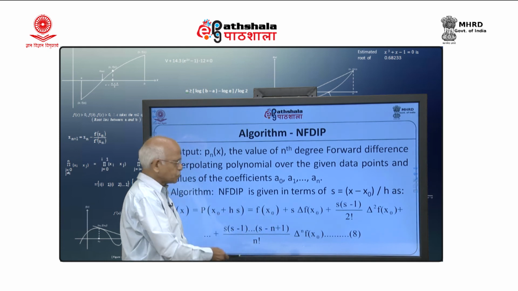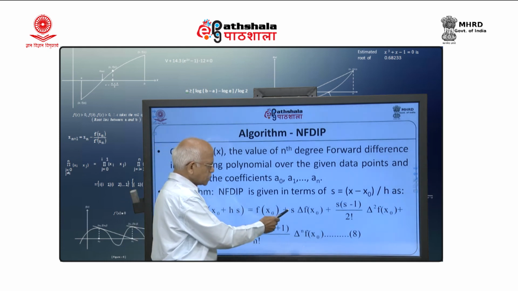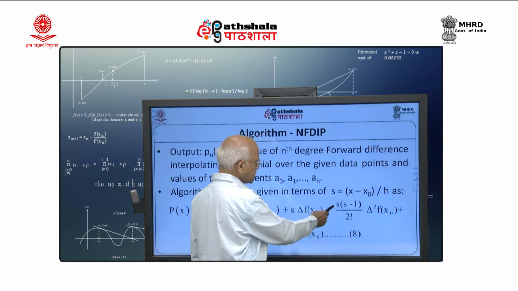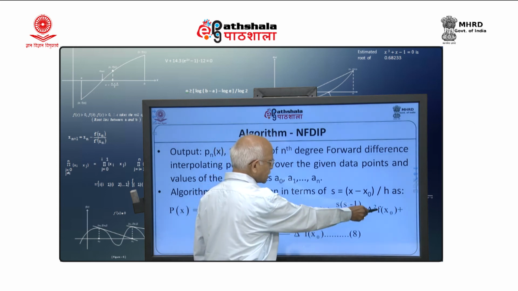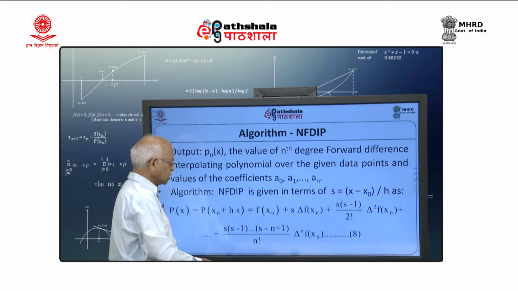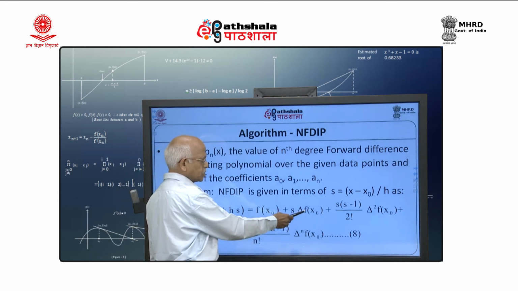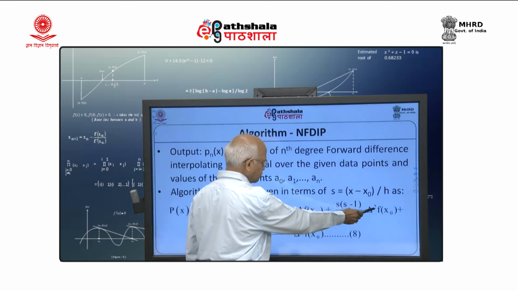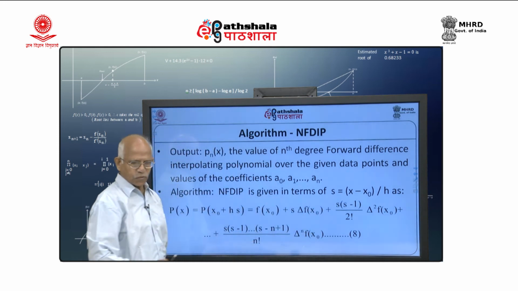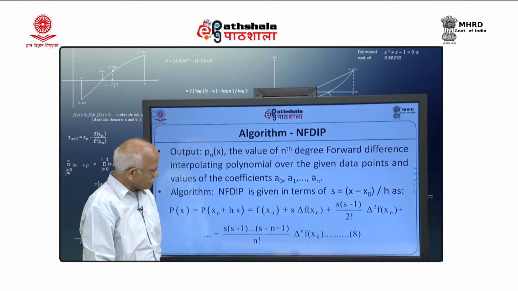derived in the previous module. So, f(x0) plus s into Δf(x0) plus s into (s minus 1) upon 2 factorial of Δ²f(x0) and so on. These are the forward differences. This is the first order forward difference, this is the second order forward difference, and this is the nth order forward difference of f at x0.